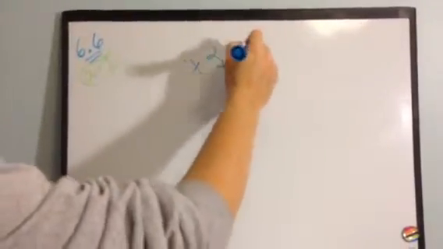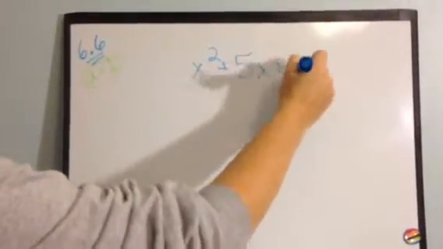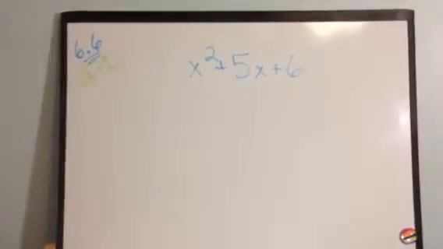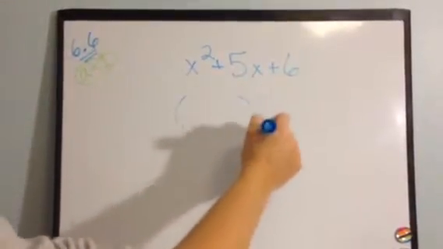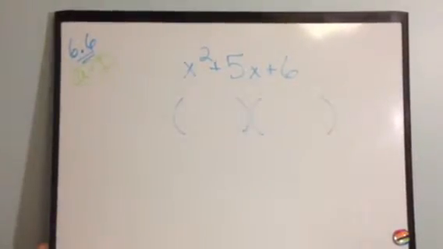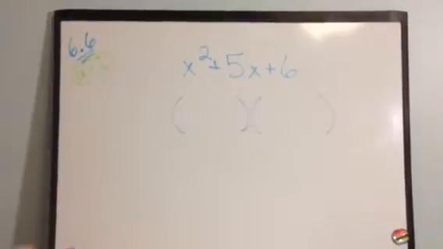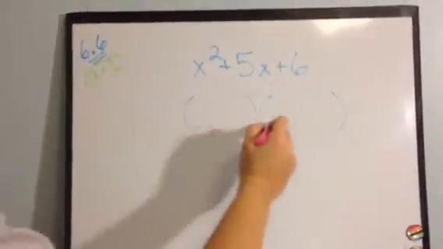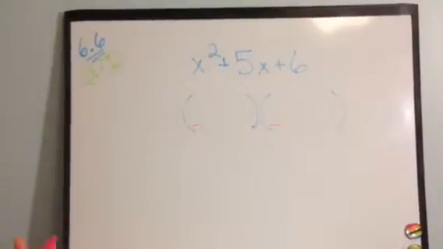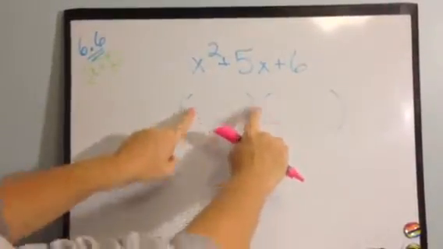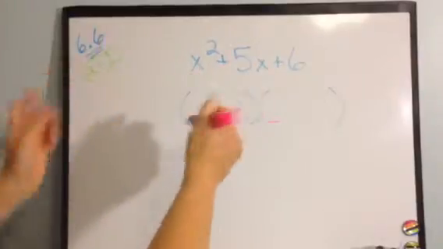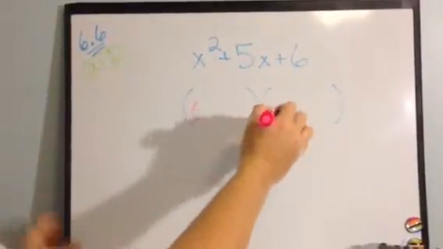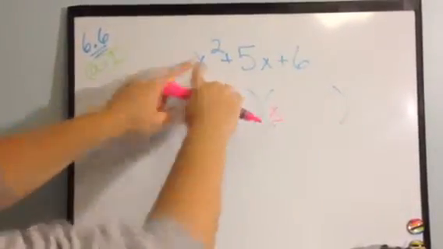X squared plus 5x plus 6. Now how do I factor that? Well, I know it's going to need to be factored into two binomials. And I've got to think about, so what can I put in this leading position in each of these binomials so that when I multiply this times this, I get x squared? Well, that's easy. That's going to be x times x. So x times x gives me x squared.